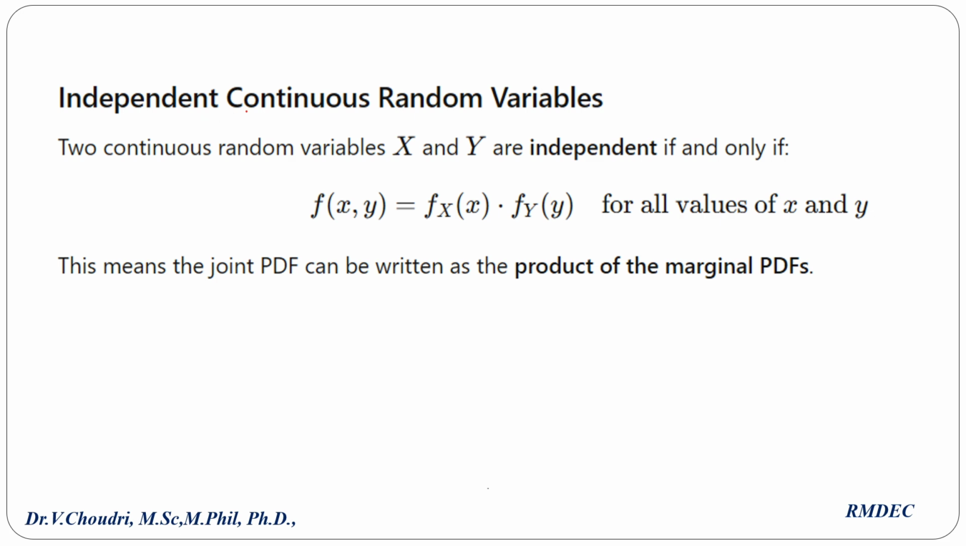Now another one. Independent continuous random variables. There we have seen p of x comma y equal to p of x into p of y. Like that, here too, for continuous random variables, f of x comma y equal to f of x into f of y for all values of x and y. Not only for some specific values of x and y, for all values of x and y. So that means the joint PDF can be written as the product of the marginal PDFs.